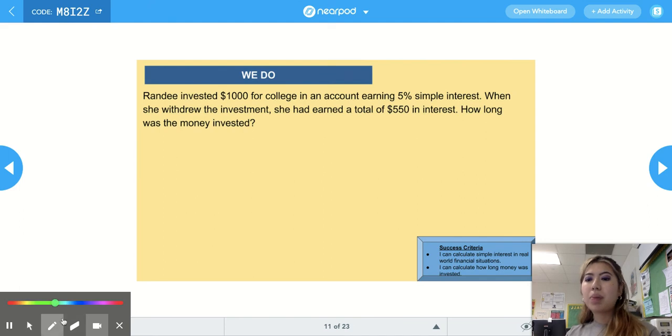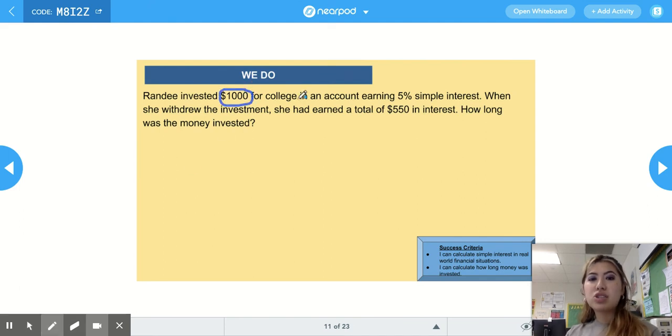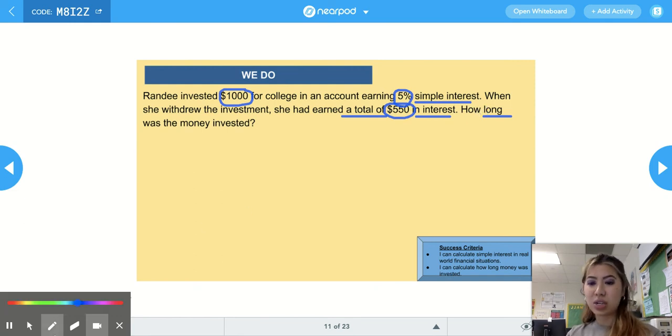For this we do problem, it reads: Randy invested $1,000 for college in an account earning 5% simple interest. When she withdrew the investment, she had earned a total of $550 in interest. How long was the money invested? So in this case, we're not trying to find the interest earned. We already know that. It was given to us, $550. We're trying to find our time because how long was the money invested is the question.